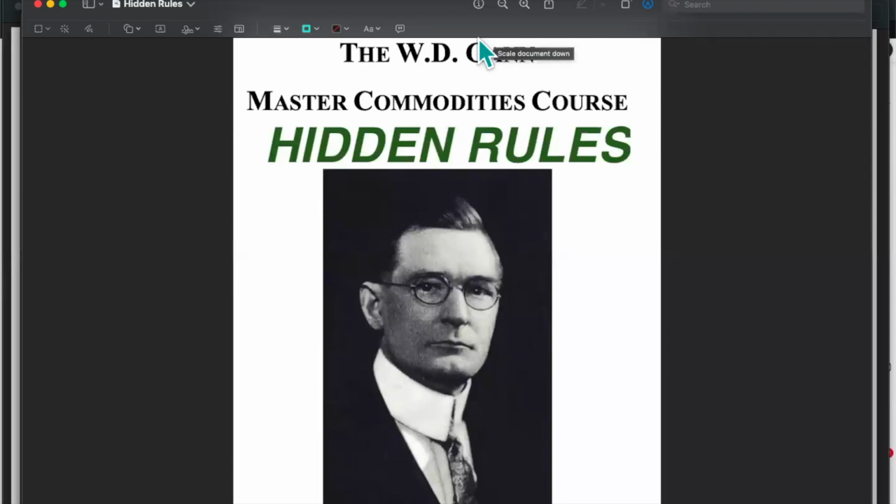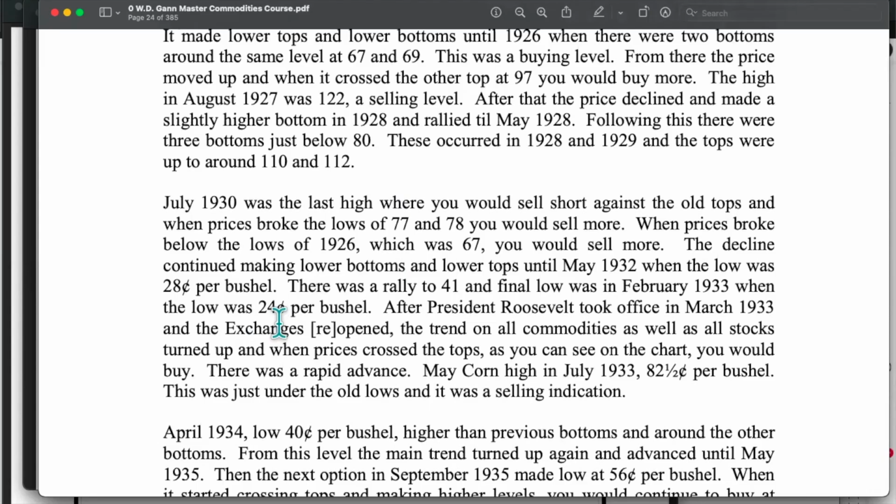Hello everyone, welcome to the WD Gann Master Commodities Course. We are trying to identify certain hidden rules given in WD Gann's book, the Master Commodity Course. We just have to find out where exactly it has been written and how to interpret it. Can we identify the structure?